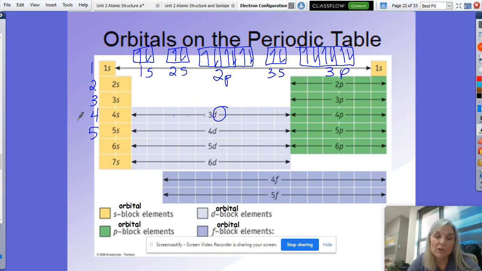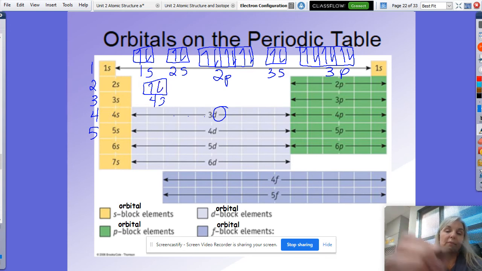Now we're going to energy level 4, and we're back at s. So I'm going to draw one box. The s only has one box, so that's 4s. And we're going to count 1, 2. So we have 2 arrows.